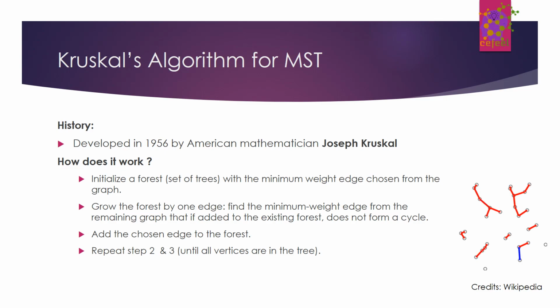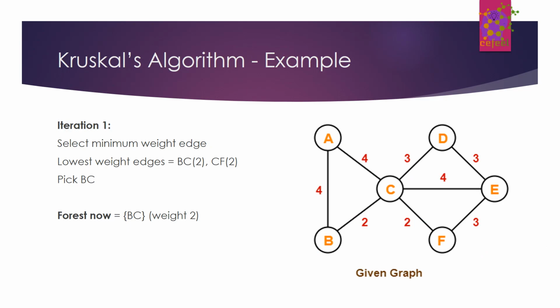So let's try it out on an example. Here is a graph which has 6 vertices, A, B, C, D, E, F, and a few edges, a couple of edges with weight 2, and there are 3 edges, C-D, D-E, and E-F with weight 3, and A-B, A-C, and C-E with weight 4. So let's apply the algorithm on this graph.